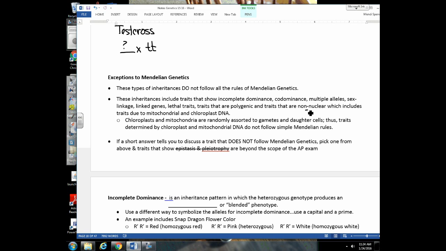So if a short answer asks you to discuss a trait that does not follow Mendelian genetics, then pick one from this list above and talk about it. And again, pick one that you know a lot about. In your review book, they might talk about epistasis and pleiotropy, and they're not going to show the ideas of Mendelian genetics either, but I'm crossing through them because it's stated in the AP curriculum guide that those concepts are beyond the scope of the AP exam, so they're not going to be on the AP exam. You can read about them if you want. They're pretty simple to understand if you ask me, but you're not going to have questions about epistasis and pleiotropy.